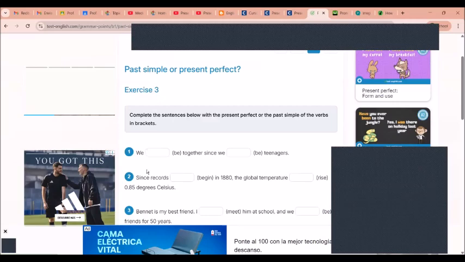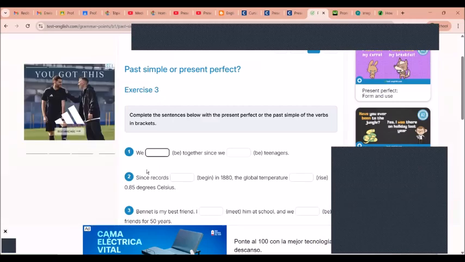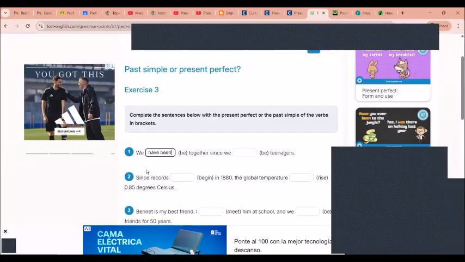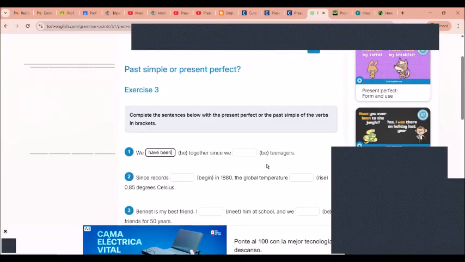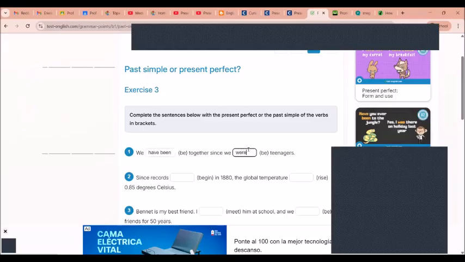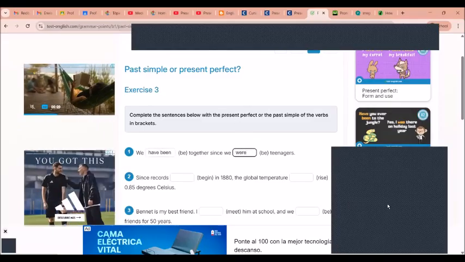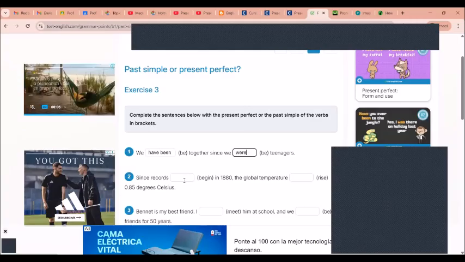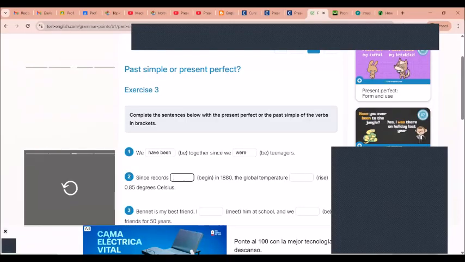We've been together since we were teenagers. We have been together since we were teenagers. All right, let's keep it going. Eduardo. That's Mr. Pantoja Mota. All right, Eduardo, are you there with us?